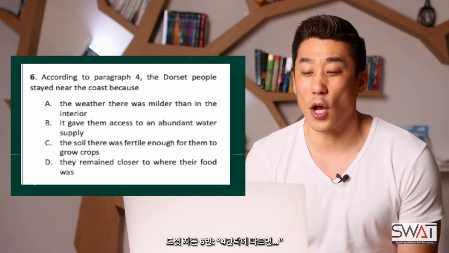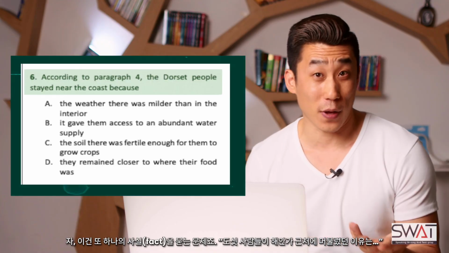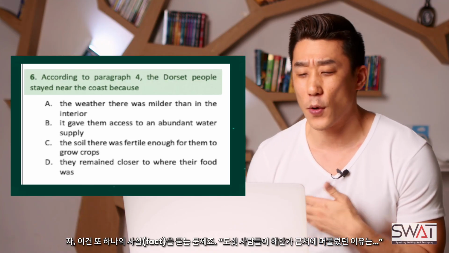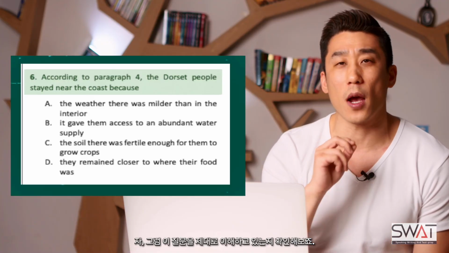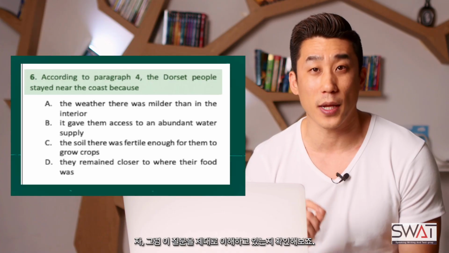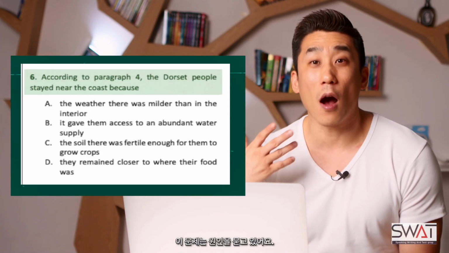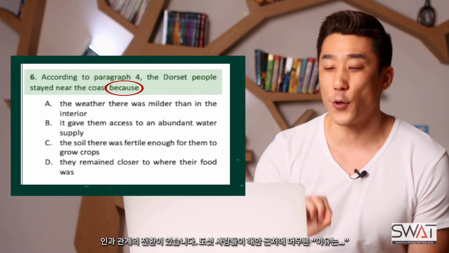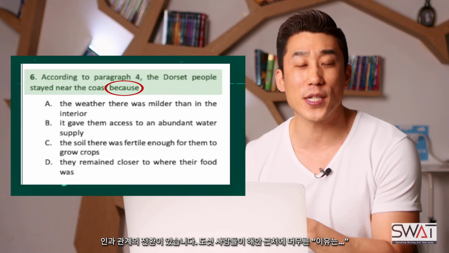It's number 6 on the same test about the Dorset people, the Dorset passage. Number 6 says, according to paragraph 4, so another fact question, the Dorset people stayed near the coastline because. So now let's make sure we understand that question properly. It's asking us for a cause of something. There's a causal transition, because. The Dorset people stayed near the coast because.